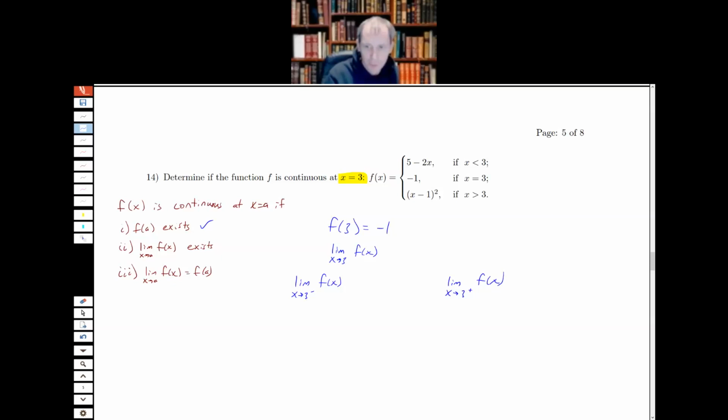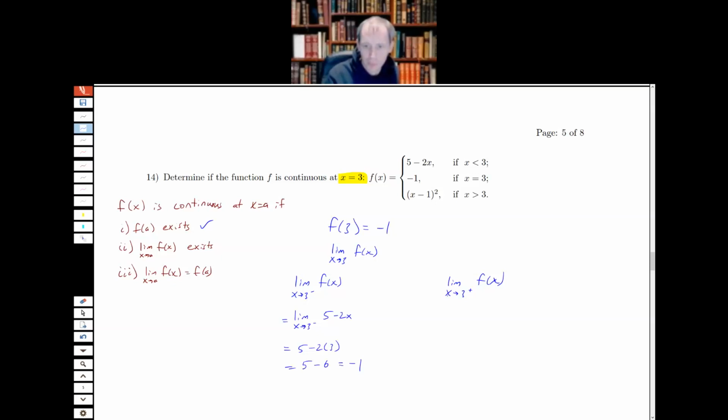And the reason I'm going to do that is because if I approach 3 from the left, then that means that the x values are all smaller than 3. And if the x values are smaller than 3, then I have a formula, 5 minus 2x. So this is going to be the limit as x approaches 3 from the left of 5 minus 2x. And because 3 is in the domain of this polynomial, I can just use direct substitution to find the limit. And I get -1.